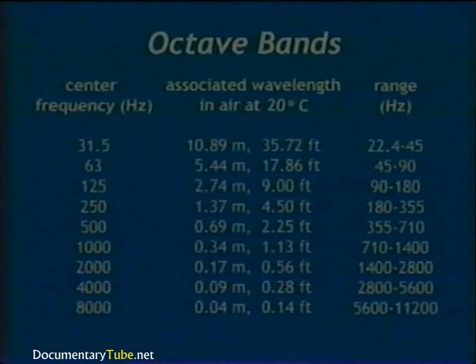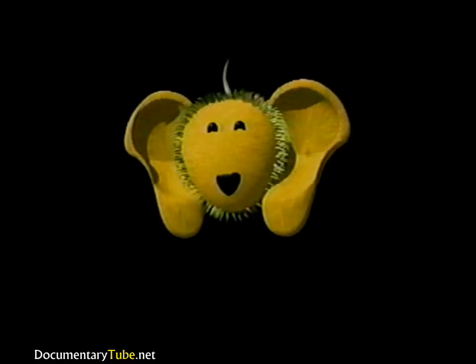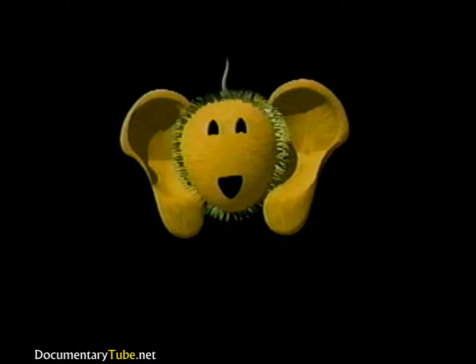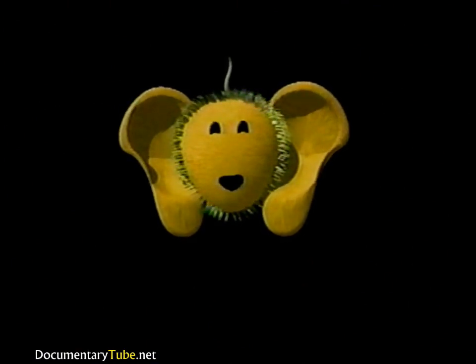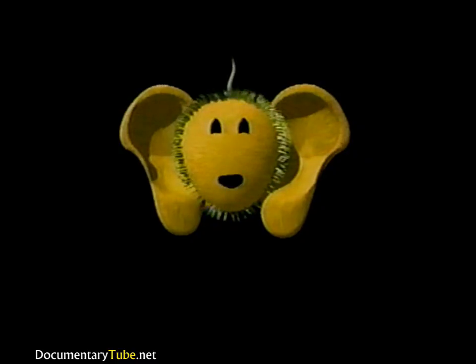Notice the center frequencies' associated wavelengths. For the frequency of 31.5 Hz, the wavelength in air is 10.89 meters, or 35.72 feet, and for the frequency of 8,000 Hz, the wavelength is 0.04 meters, or 0.14 feet. We've used animation to help describe various wave parameters. Now that these parameters have been explained, let's look at a demonstration of how sound waves operate.